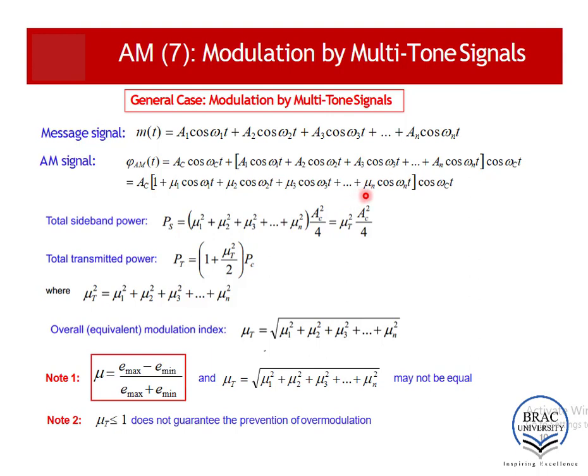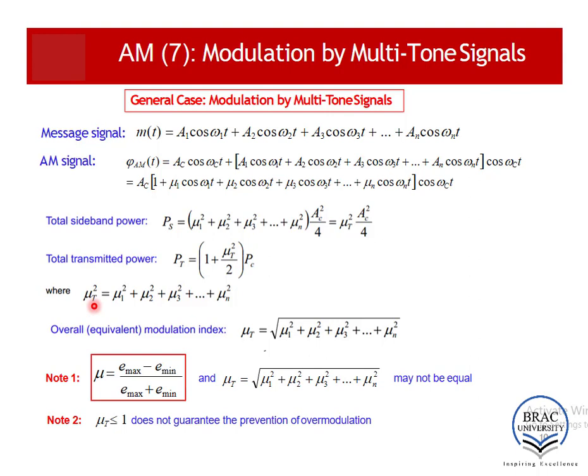If you compare this with the single tone, you will observe a similarity. Previously, there was only one component and here there are n components instead. For single tone modulation, the sideband power was mu square AC square by 4. But now, as there are n components, PS will be the sum of all the mu squares multiplied by AC square by 4. We can rewrite this equation as mu t square AC square by 4. Now we have generalized the equation of total sideband power for multitone. So total power PT will be PS plus PC, which will result in this: 1 plus mu t square by 2, into PC. Mu t is called the overall modulation index.